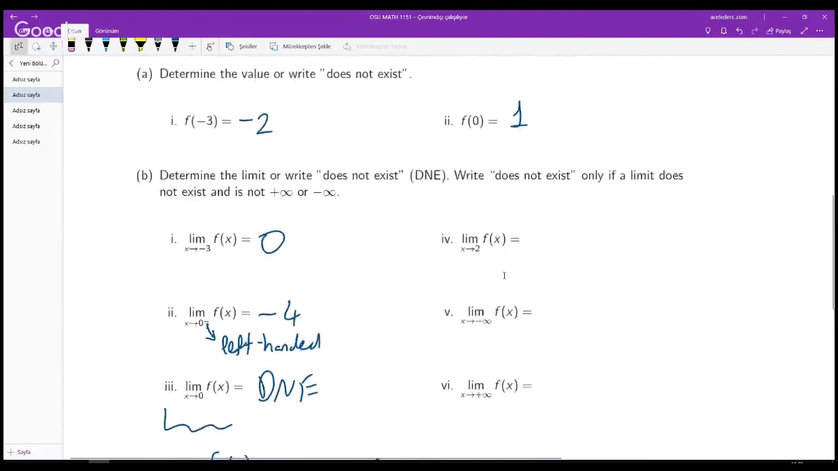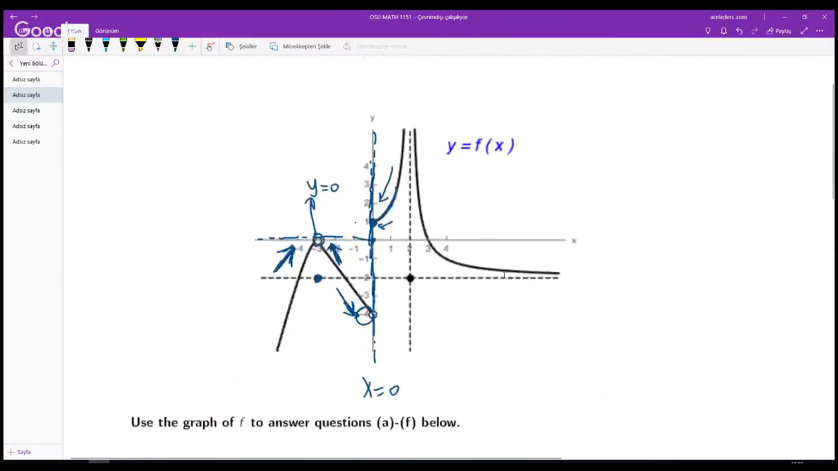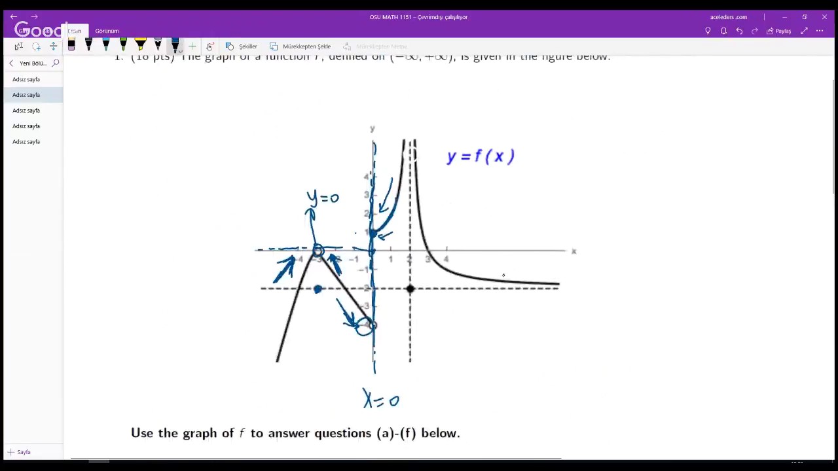So limit f(x) as x approaches 2. As x approaches 2, this is the line of x equals 2. I check the left-handed limit and I check the right-handed limit. So I see in both ways, the function goes to, do you have an answer? Both the left-handed limit and right-handed limit are equal to, the function goes to, I think it is unbounded. So the function goes to positive infinity.